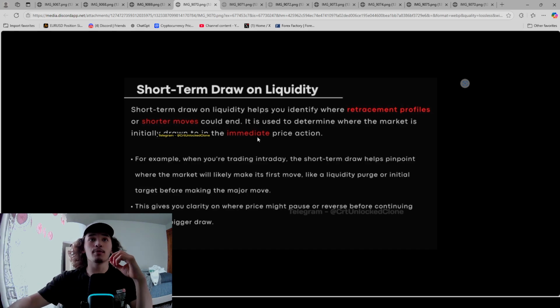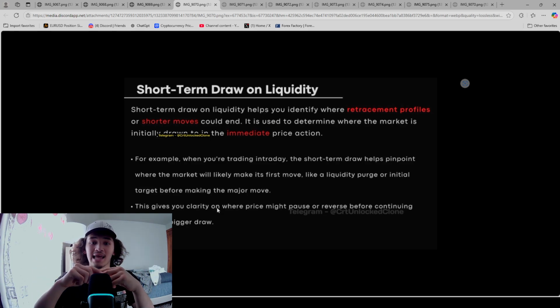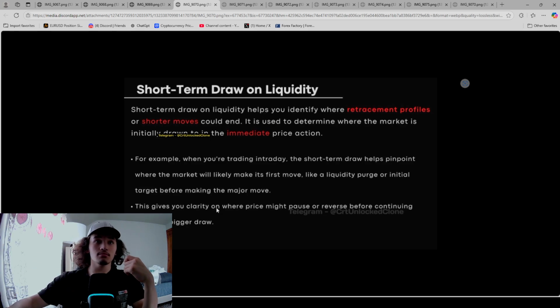For example, when you're trading intraday, this is, by the way, not mine, the short-term liquidity helps pinpoint where the market will likely make its first move, like a liquidity purge or initial targets before making the major move. So basically a shorter move or retracement profile. This is what we're talking about in this specific chapter, short-term drawn liquidity, so you don't get it mistaken. If I talk about both at once, you might get confused and not have a smooth learning experience. This gives you clarity on where price might purge or reverse before continuing towards the higher, bigger draw on liquidity.